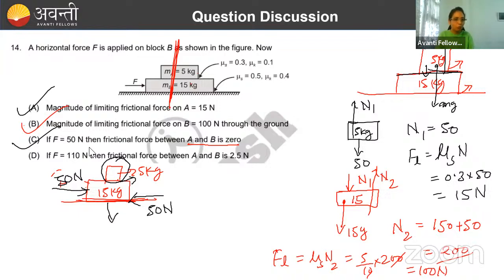Now let's come to option D. If F is equal to 110 Newton, then the friction force between A and B. Now, if the force is 110, what will be the case? This is 110, and the limiting friction for the first surface is how much? 100. So definitely this force is going to move the 15 kg body. And if the 15 kg body is going to move, what will happen?